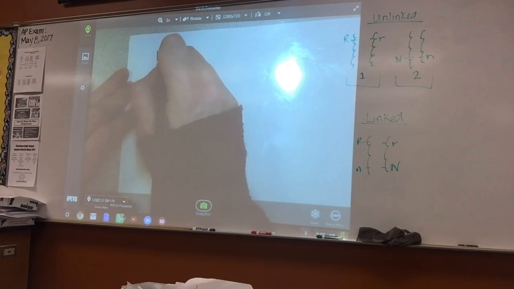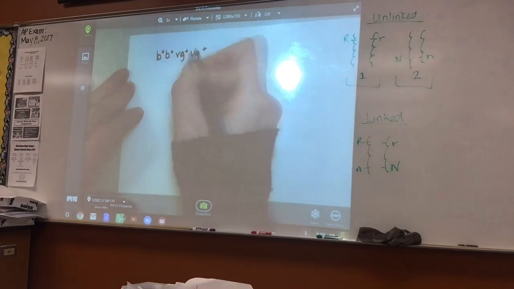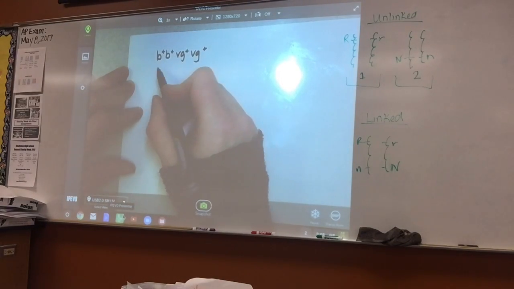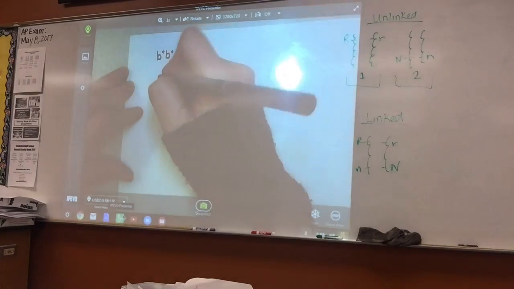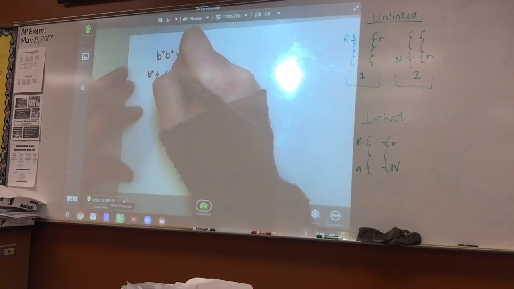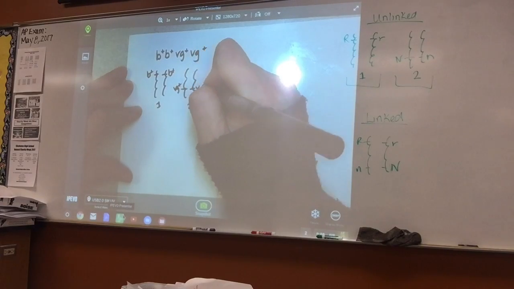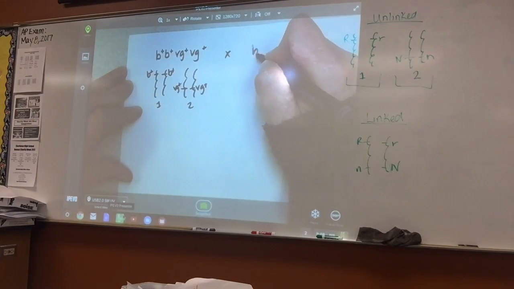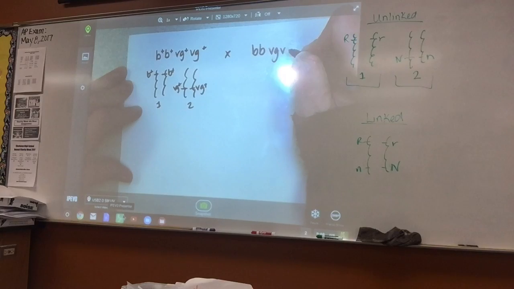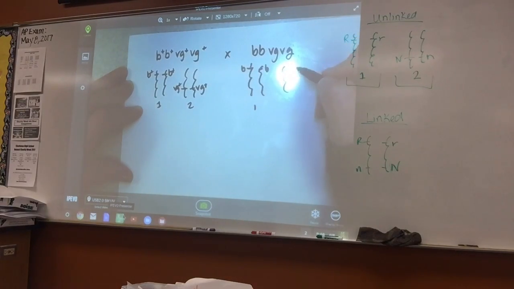So they were both homozygous, both of the parents originally. And since we said that they were unlinked, that looks like they're on two different chromosome pairs. So this parent is B plus B plus, and this parent at chromosome pair number 2 is BG plus BG. And then you're crossing it with, in this case, the all recessive. Again, what does that mean? The B's are on chromosome pair number 1, and the BGs are on chromosome pair number 2.